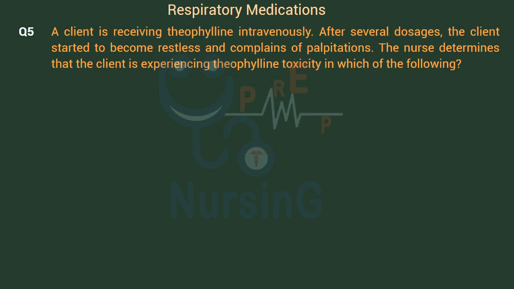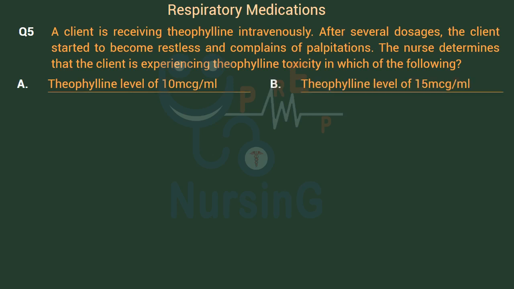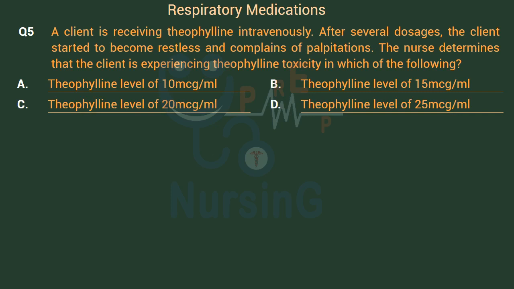A client is receiving theophylline intravenously. After several dosages, the client started to become restless and complains of palpitations. The nurse determines that the client is experiencing theophylline toxicity in which of the following? Option A. Theophylline level of 10 micrograms/ml. Option B. Theophylline level of 15 micrograms/ml. Option C. Theophylline level of 20 micrograms/ml. Option D. Theophylline level of 25 micrograms/ml. Right answer is Option D.